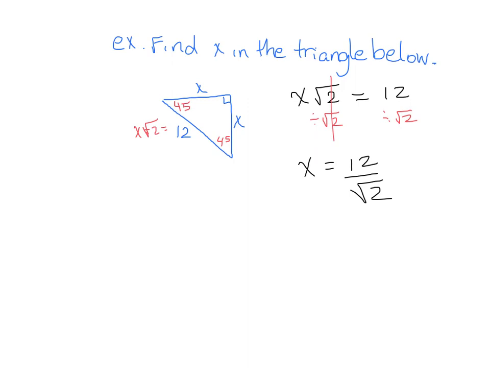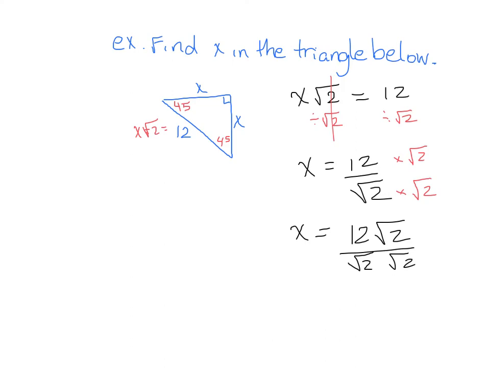In order to get rid of that square root sign, we have to do the opposite of square rooting, which is squaring. So we're going to go ahead and multiply the bottom by the square root of 2. But we can't just do that to the bottom and nothing to the top. We have to do the same thing to the top. So what we multiply by the bottom, we multiply by the top as well. And we get that x is equal to 12 times root 2 over root 2 times root 2.